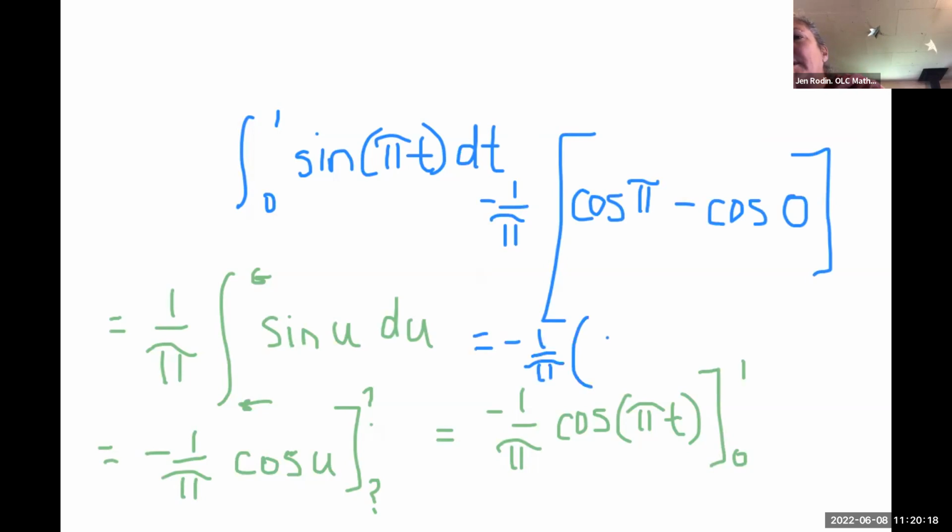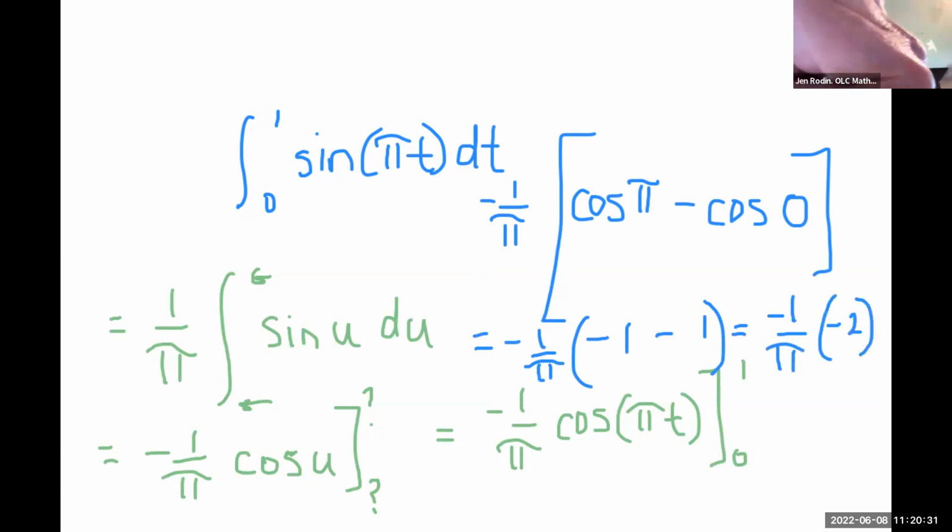Cosine of pi is negative 1. Cosine of 0 is 1. So it's going to be negative. See, these ones, honestly, the signs can really make them tricky. Negative 1 over pi times negative 2. So it's 2 over pi.